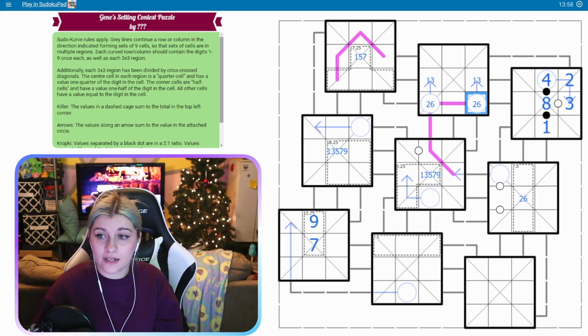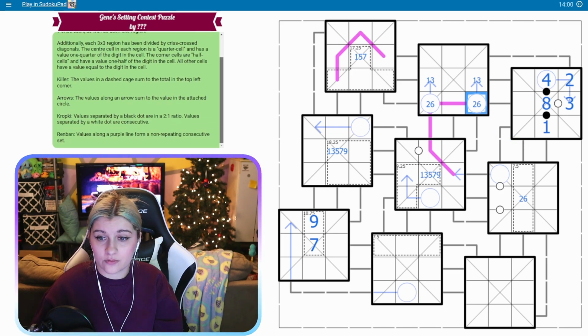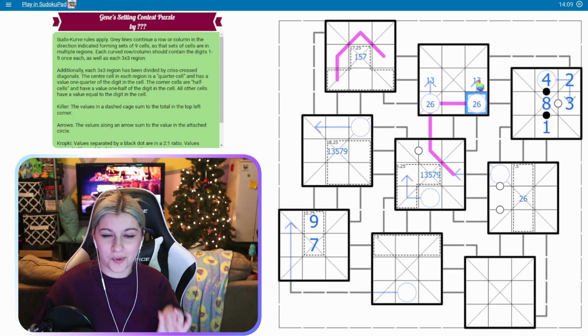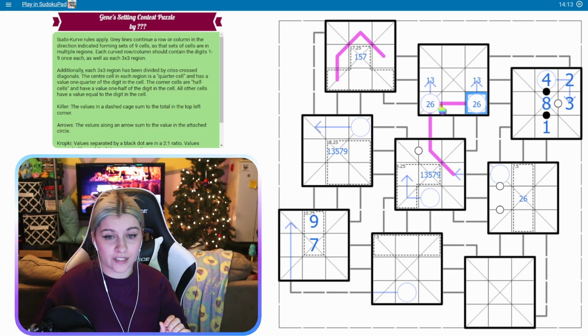The Renban is the values, not the digits, correct? Renban is the values. Okay. So this is either 1 and 1 or 3 and 3. But I definitely have a 1 and a 3 on this Renban. So I need a value. These are all whole numbers. I need a 2 somewhere here.